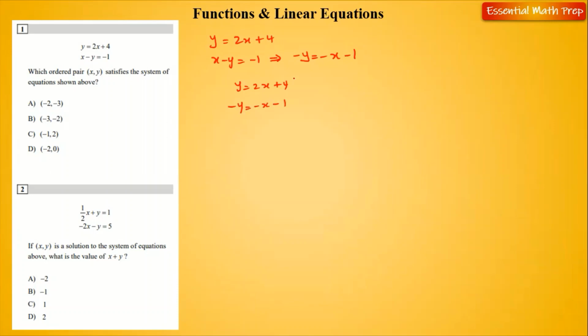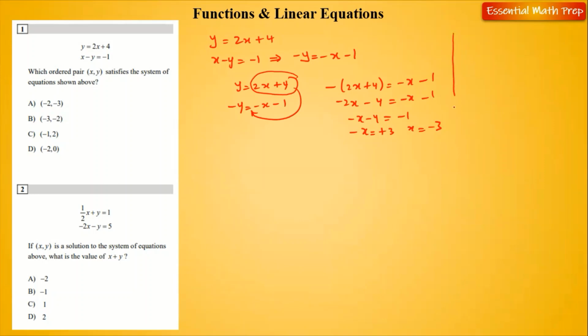You can simply substitute y equals 2x plus 4 into this expression, which would make it negative 2x plus 4 equals negative x minus 1. So negative 2x minus negative 4 equals negative x minus -1. So if you add plus x on both sides, it makes negative x minus 4 equals -1. If you add plus 4 on both sides, negative x equals plus 3. So x equals -3. Knowing x is -3, you can determine the value of y.